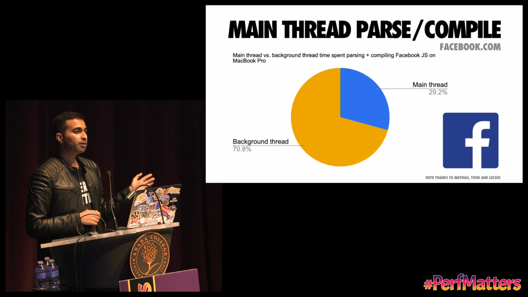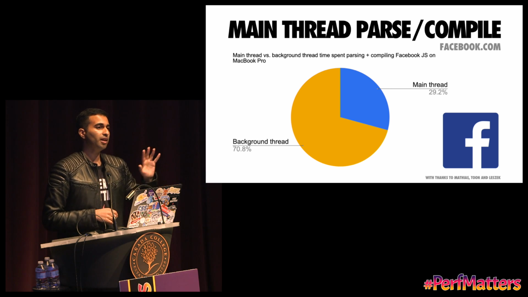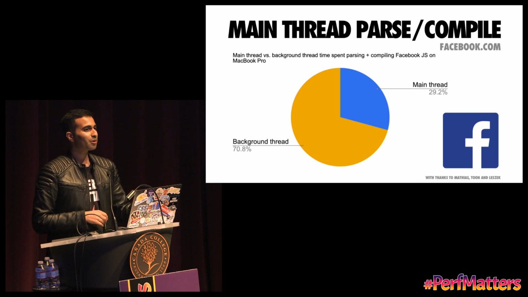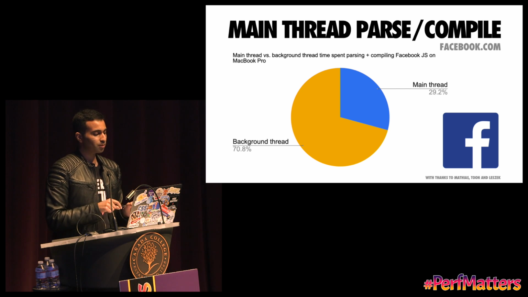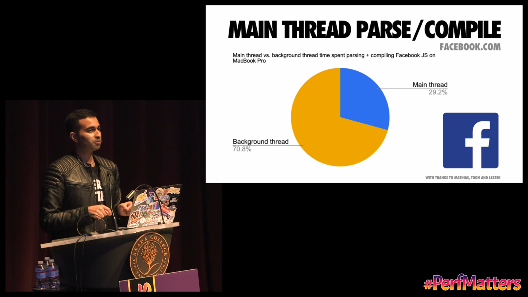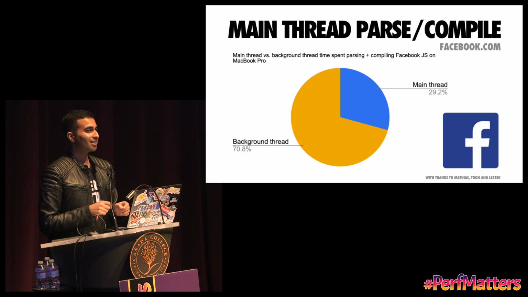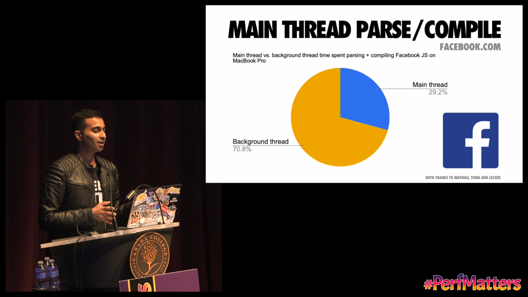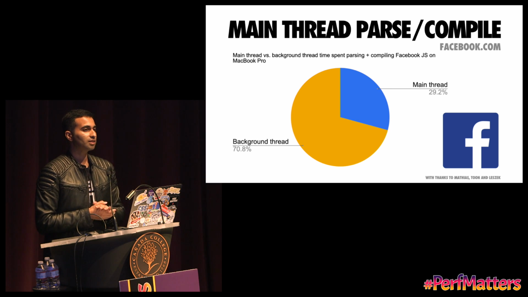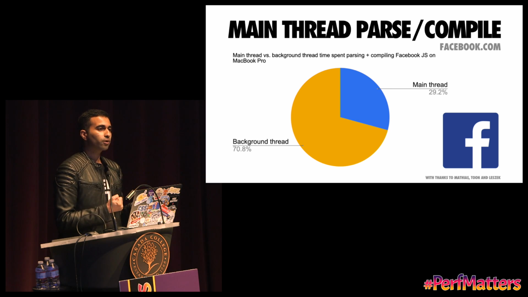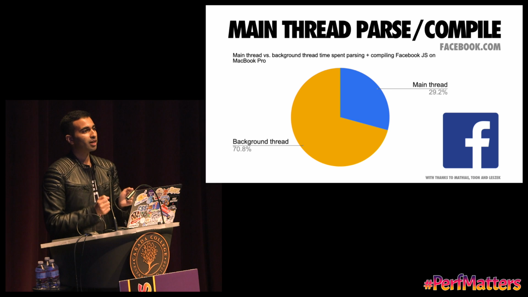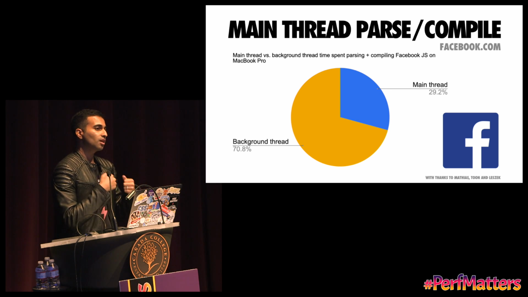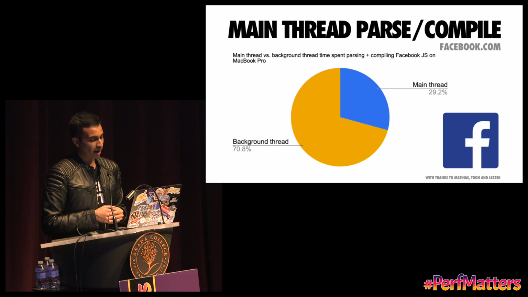Facebook are spending 70% of their JavaScript processing time in the background thread. Now here's where things get really fun. They're actually shipping 6 megabytes worth of script down across 292 requests. That's a lot of script. But what's happening in Facebook's case is that they've got their scripts so granular that they're actually able to maximize parallelization, maximize our ability to process and compile everything on those background threads.